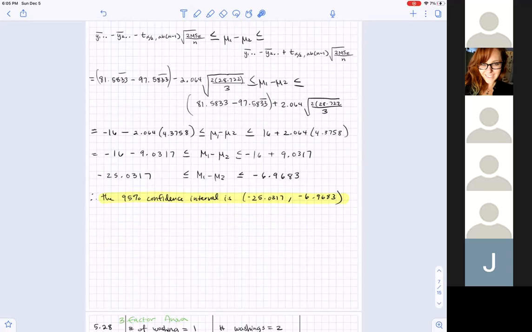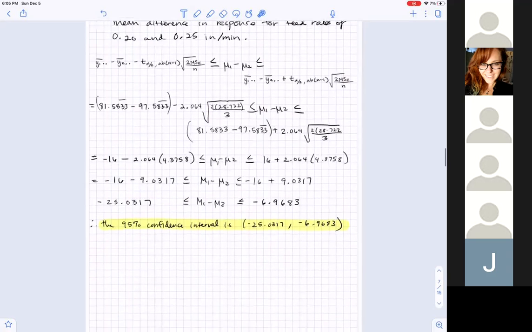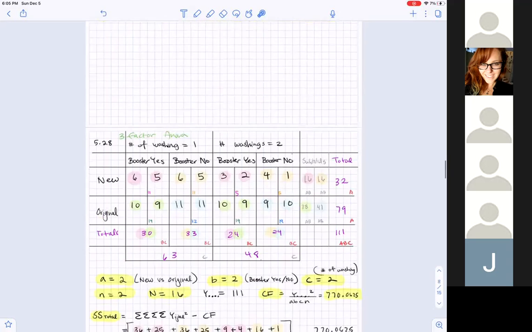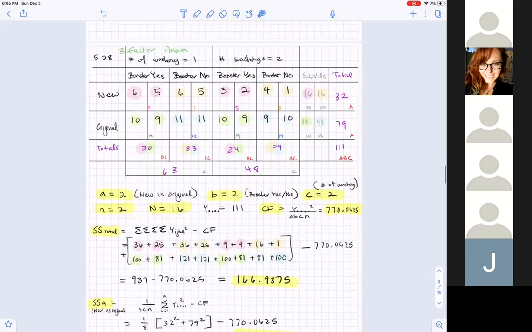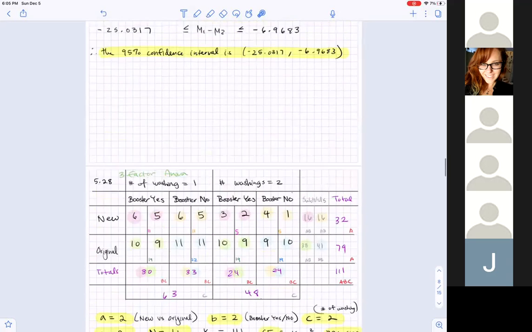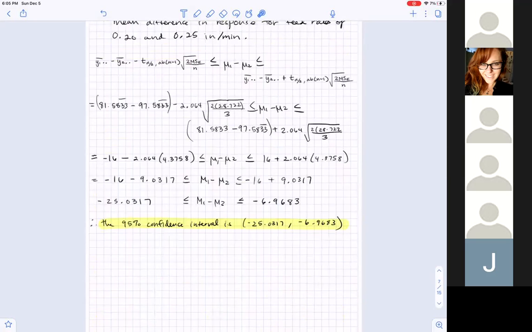So by that logic, I think we could also do it for a three-factor ANOVA the same way. I don't see why any of this would change. This is actually the same thing we're using for a balanced one-way design. The only thing that has changed is our degrees of freedom for the error.